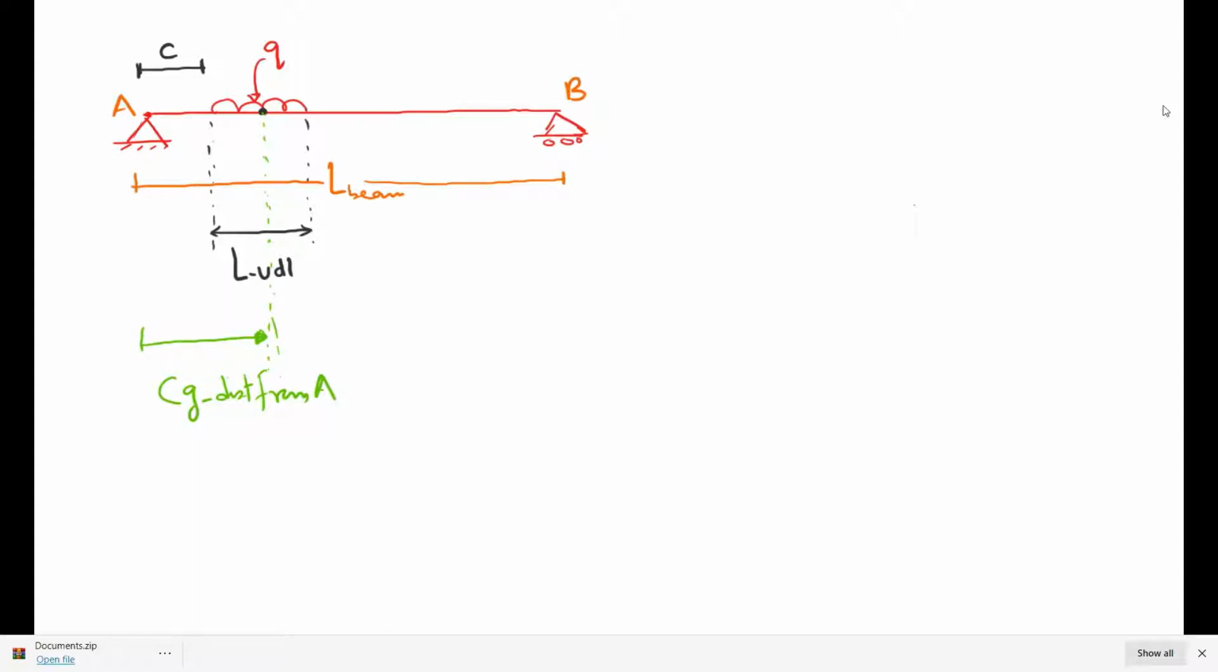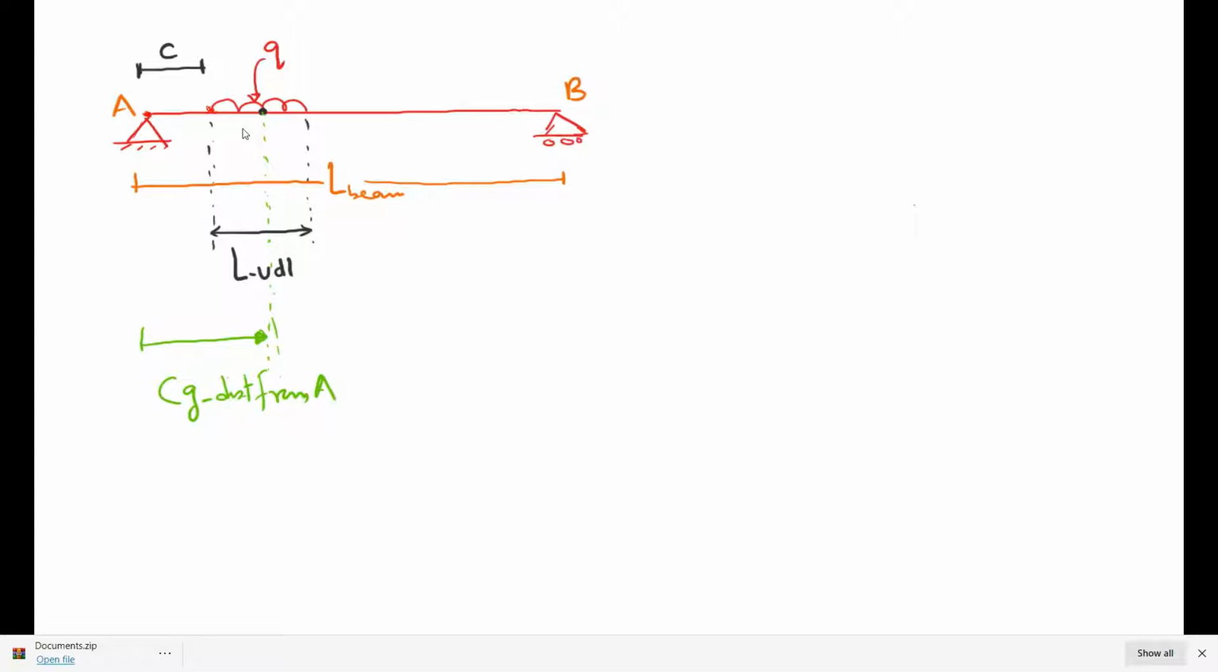So here it's shown that a distributed load is given on this beam, and the distributed load length is L of UDL, which is the length of the UDL, and C is the distance of the initial position of the UDL from support A. So the UDL is starting at a distance C from support A, and L of beam is the total length of the beam, and this is the CG, distance from A, so center of gravity.